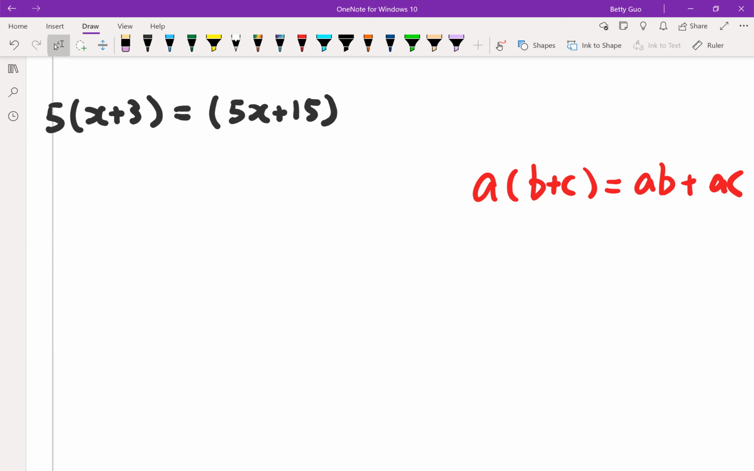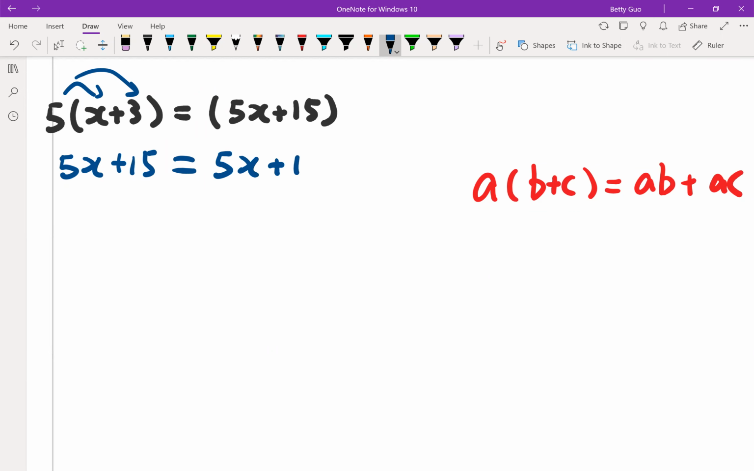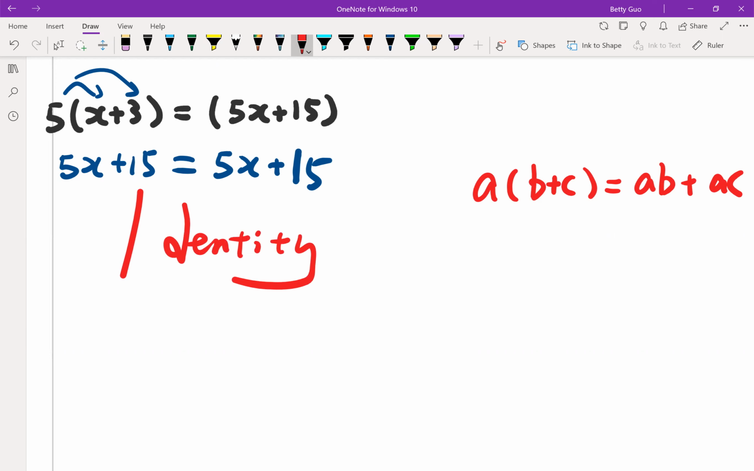So let's look at this equation together. Left-hand side has a parenthesis. If we apply the distributive property, 5 times x, 5x, 5 times 3, 15. Right-hand side also has a parenthesis, but obviously the coefficient is 1, right? We talked about this before. If the coefficient of the parenthesis is 1, we can literally remove the parenthesis. And what do you actually see right now? 5x plus 15, 5x plus 15. What is that? This equation is an identity.